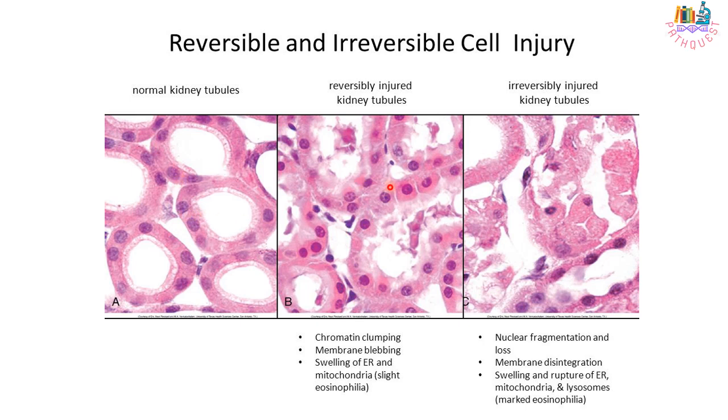In reversible cell injury, we can see that there is clumping of the chromatin and mildly increased eosinophilia of the cytoplasm. In irreversible cell injury, we can see there is disintegration of the cells and there is pycnosis and karyolysis of the nuclei, increased eosinophilia of the cytoplasm and membrane disintegration. So this photomicrograph indicates irreversible type of cell injury.